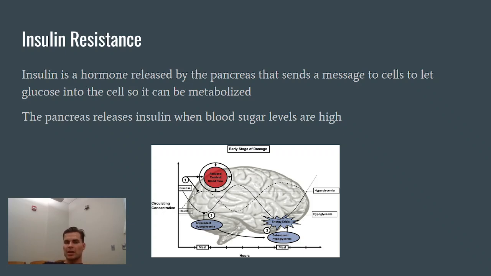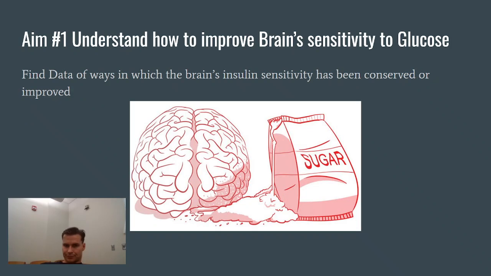What happens with diabetes is insulin resistance happens throughout the body in our cells, but specifically with type 3 diabetes with Alzheimer's, we're seeing insulin resistance specifically in the brain so that glucose can't come in and support the metabolic needs of the brain.